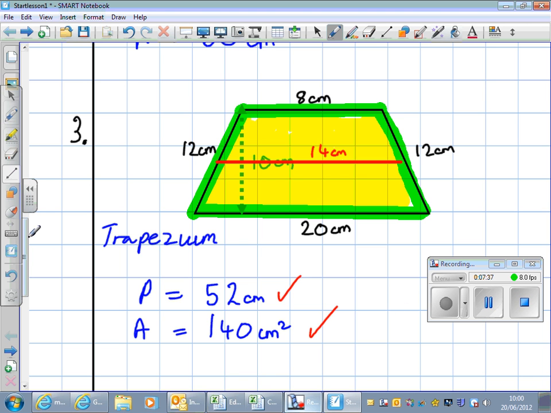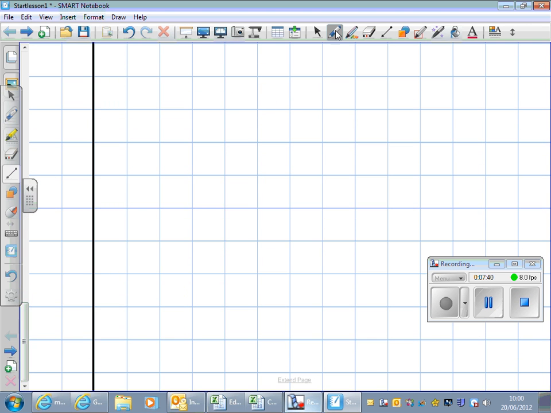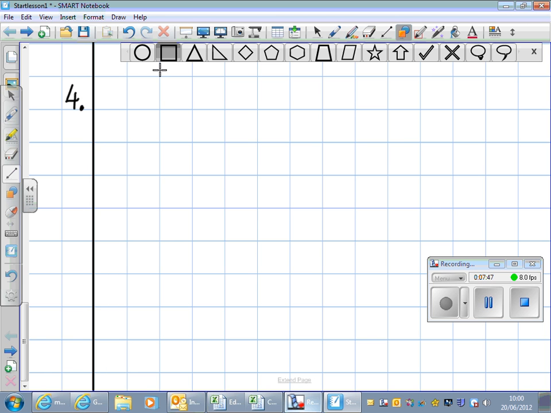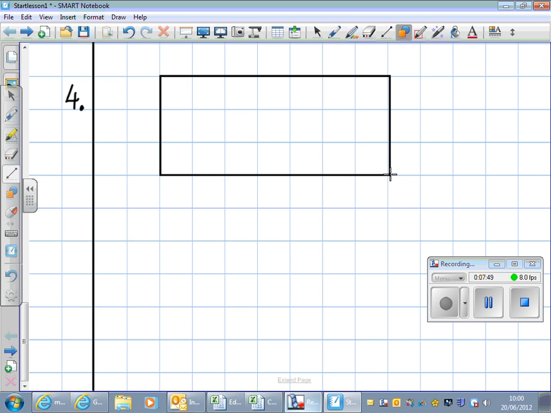Right. Now, what I'd like you to do is I'm going to copy these down as I do it. I'm going to put 3 more shapes up here. I want you to find both the perimeter and the area. We'll look another day at the more complex shapes.